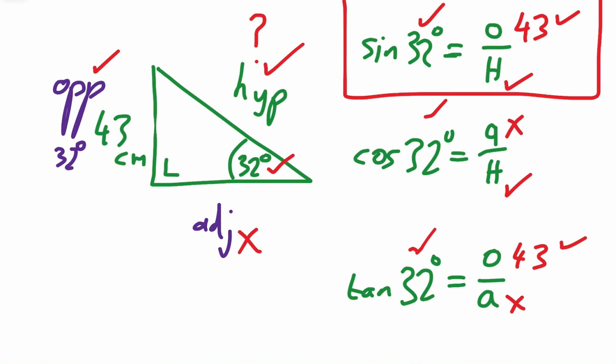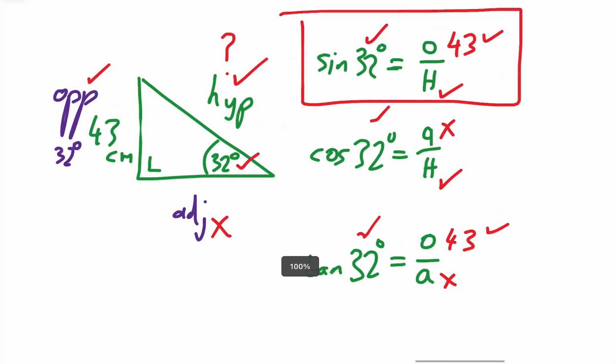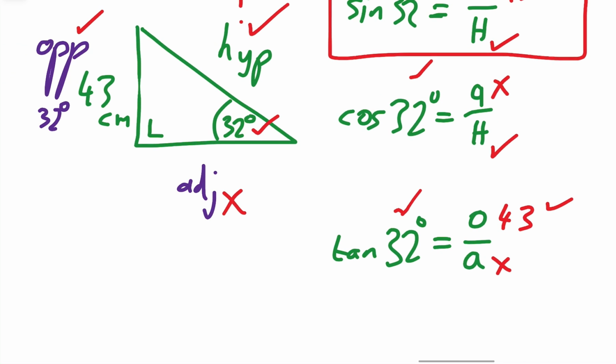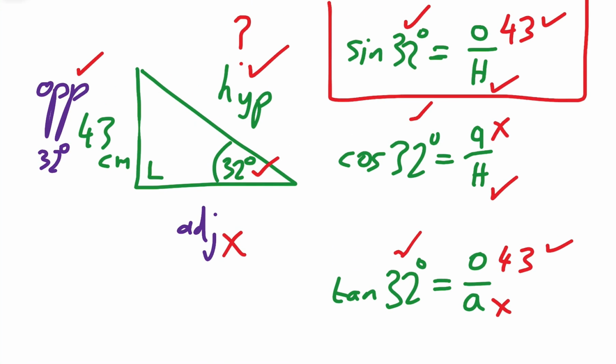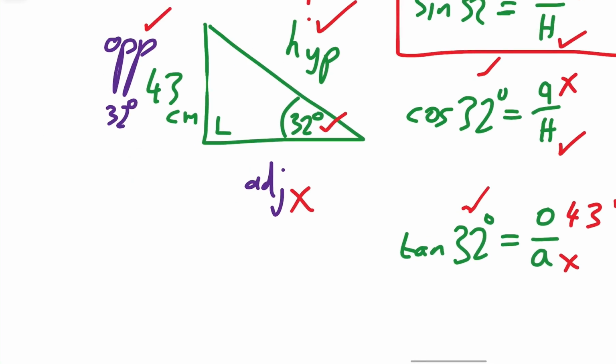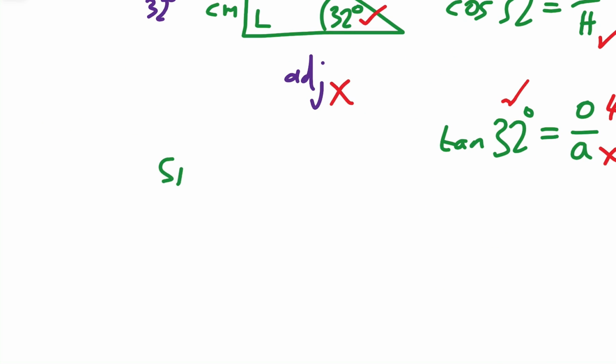So cos, I don't know the adjacent, tan, I don't know the adjacent, and I'm not interested in knowing it. So yeah, I could figure it out, I could use that, but I just don't want it now. The bit I want to know is the hypotenuse, so I'm working with sine. So sine 32 is equal to 43 over h. So sine 32 is equal to 43, which is my opposite, over my hypotenuse. That's what I want to know.